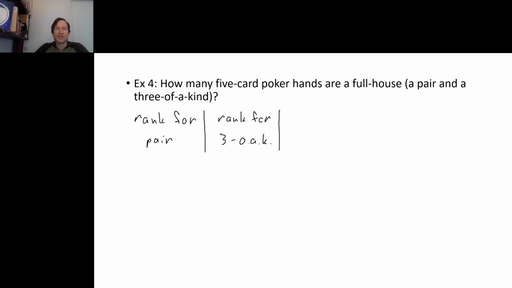Okay, once you've chosen a rank for your pair and a rank for your 3 of a kind, well, for the pair you need to choose which 2 cards of the rank for your pair. So you need to choose 2 cards for your pair. And then you need to choose which 3 cards for your 3 of a kind.